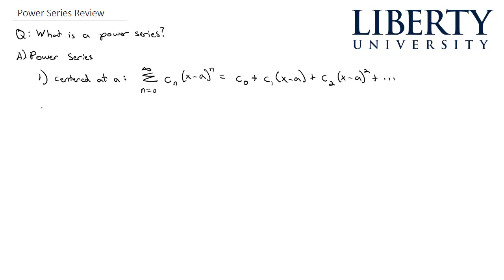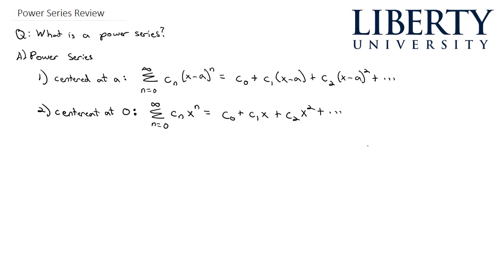Now, usually in this course, we're going to be interested in power series that are centered at the origin, or at 0. Which is nice because when we plug 0 in for all the a's, the power series simplifies a little bit to the sum of c sub n times x to the n power. So it's just a constant plus a constant times x plus another constant times x squared, and so on and so forth. In other words, it's a polynomial.